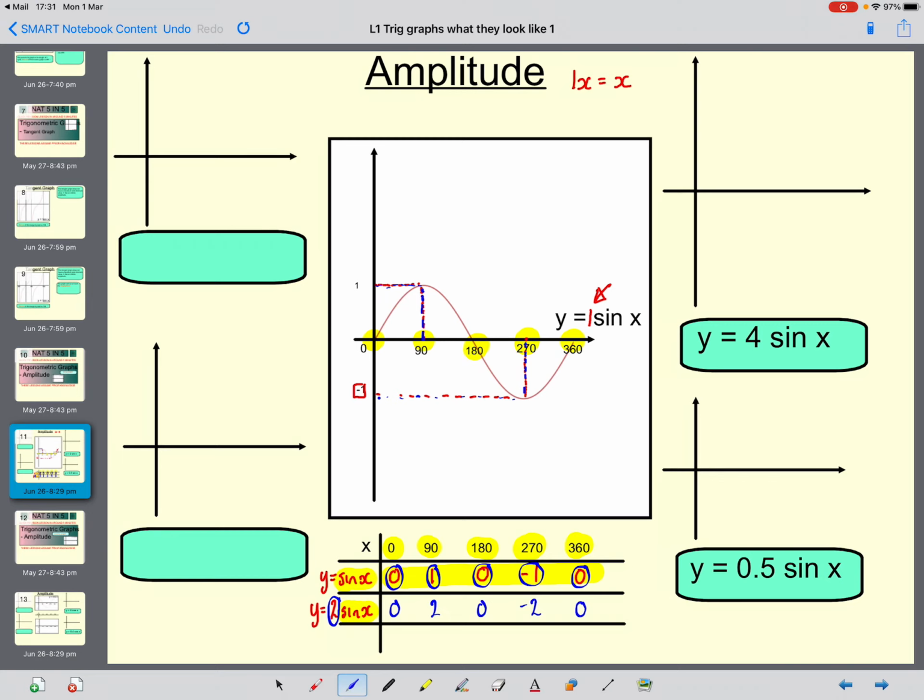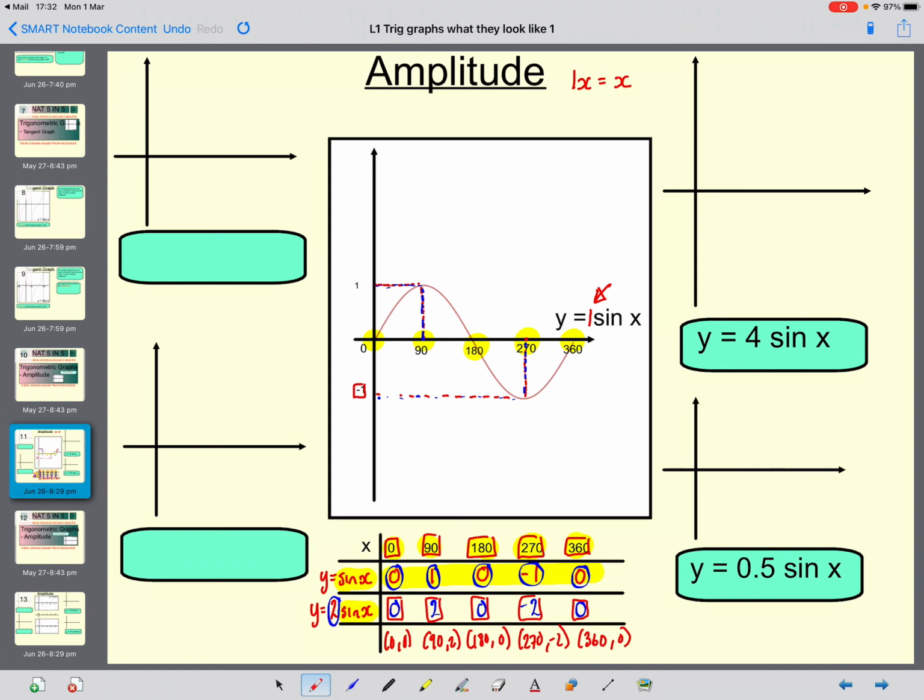Okay? So remember, my x value was x, and my y value was 0. So it's like a coordinate, 0, 0. And we've got 90 along and 2 up, 90, 2. And we've got 180, 0. So 180, 0. I've got 270, -2. And we've got 360, 0.